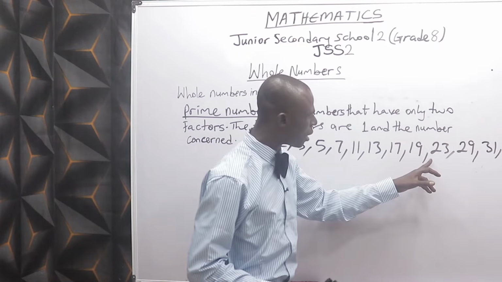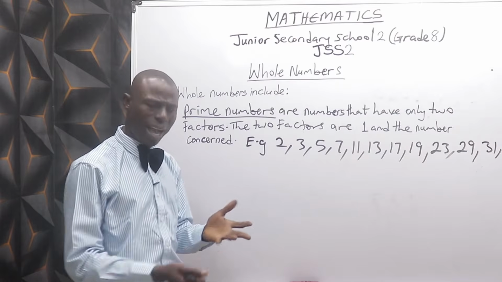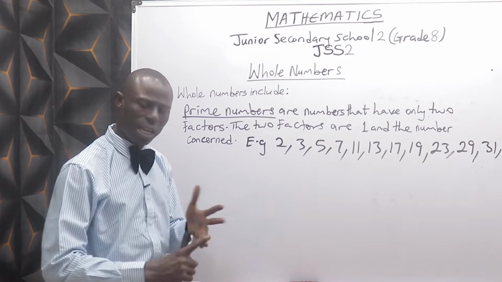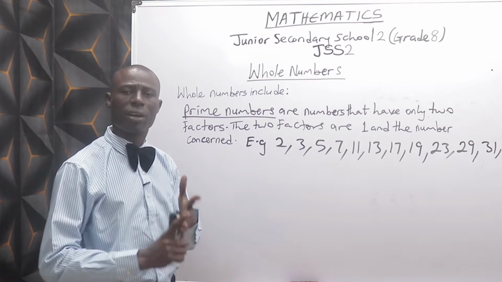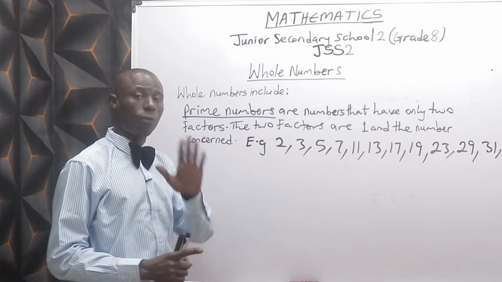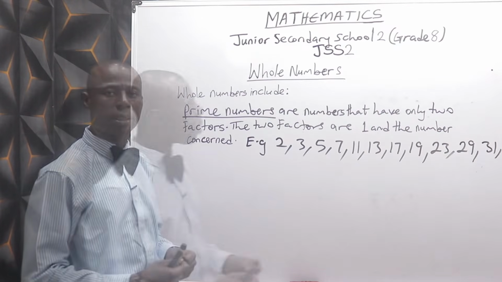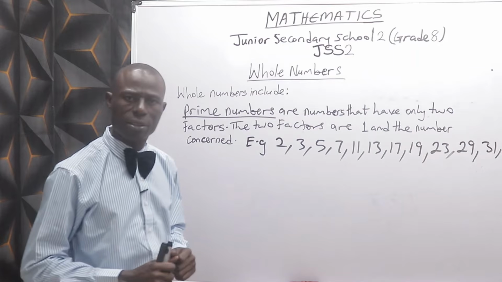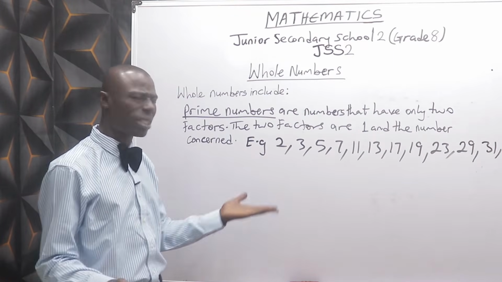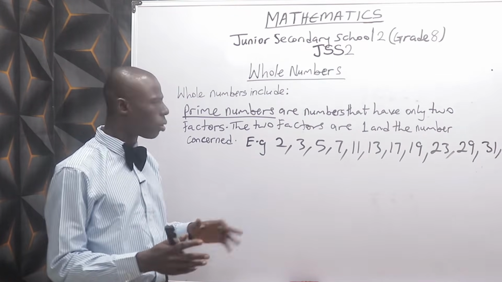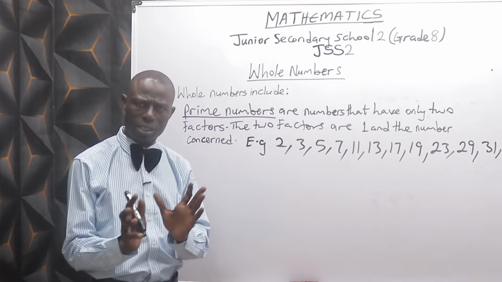You can see we exclude 21. 21 has 1 as a factor, 3 as a factor, 7 as a factor, 21 as a factor, 4 factors. That's why it's not included. Also, we exclude 27. 27 is not a prime number because it has more than 2 factors. So, I want to believe you understand the concepts.